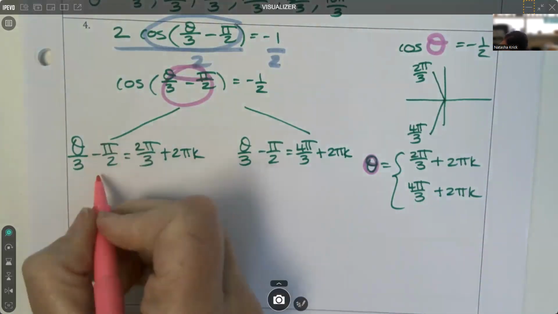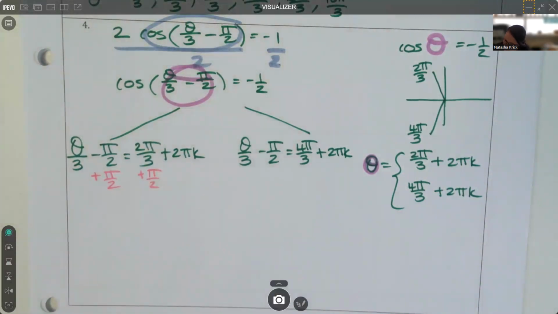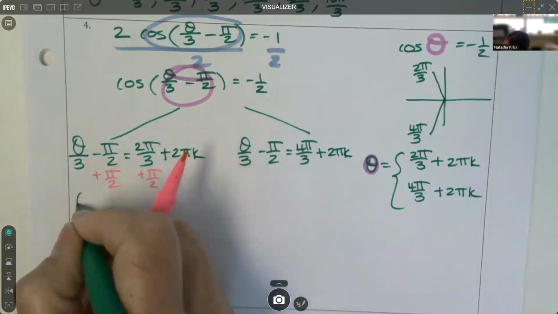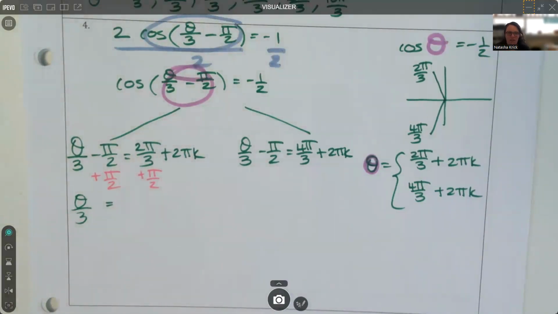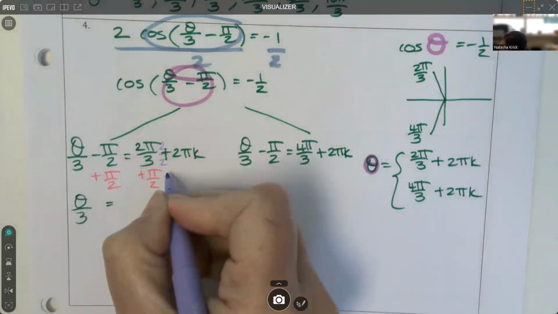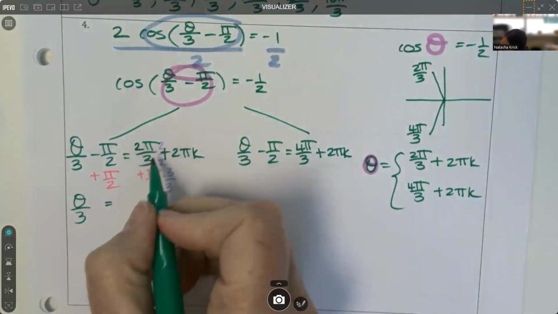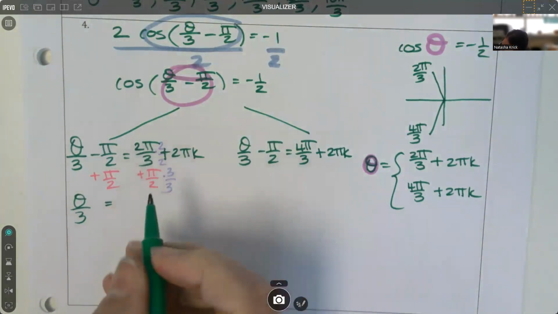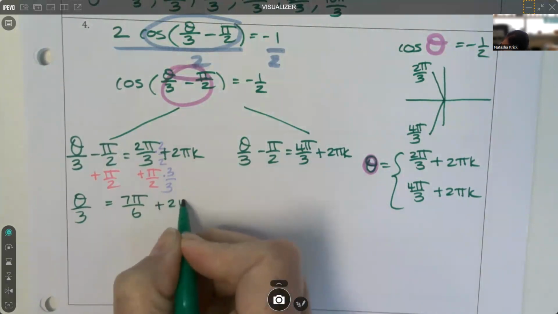So this one here, I'm going to add pi over 2. And I would get theta over 3 equals, I'm going to need a common denominator. So there's a lot going on in this problem. To get a common denominator, I'm going to multiply this one by 2 over 2 and this one by 3 over 3. So this is going to end up giving me 4 over 6 plus 3 over 6. That's going to give me 7 over 6 plus 2 pi k.